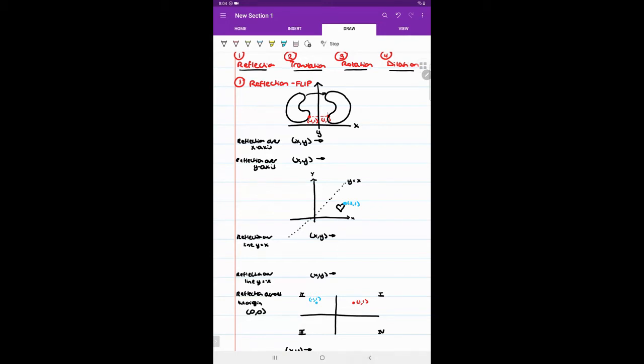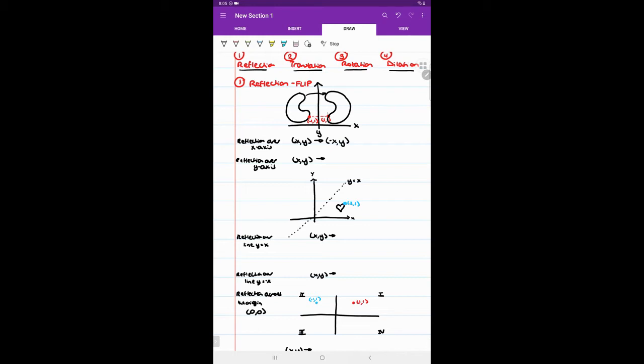Now, how do I translate from these x, y coordinates to the reflection over the y-axis? Well, when I was drawing that little red point over, what I wanted is the same height, the same y coordinate, but I wanted the x coordinate to be the negative of the original x coordinate, because that's how you get to the other side of the y-axis. So that means that (x, y) goes to (-x, y).